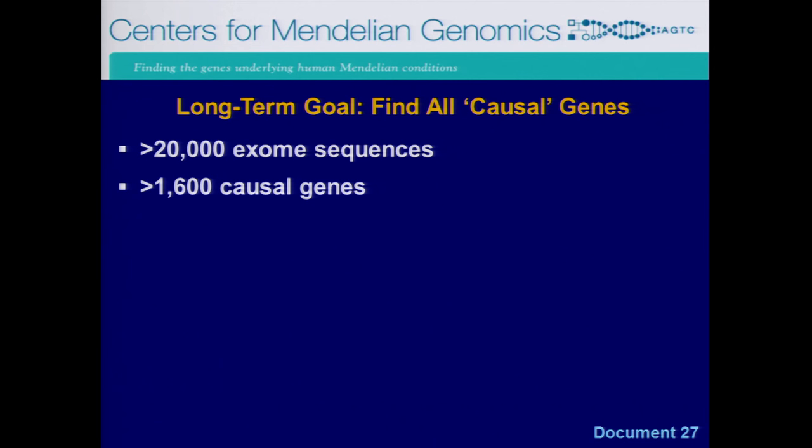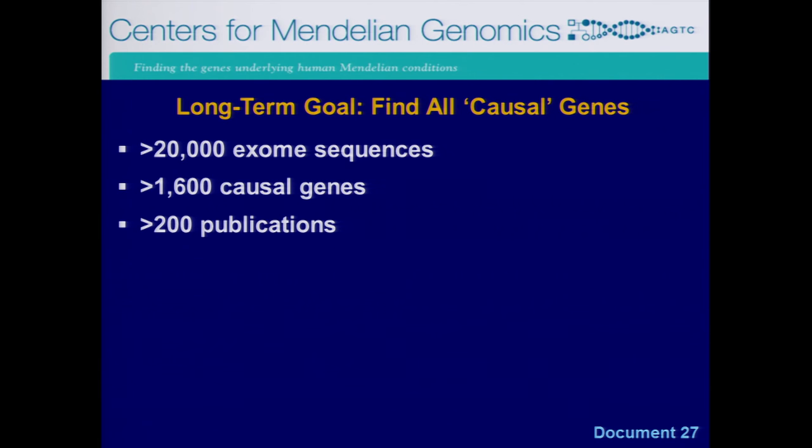In the process of making these discoveries, the centers gained a more comprehensive understanding of what it will take to find all the causal genes for all Mendelian conditions, making major innovations in areas such as sample accrual, collaboration establishment, study design, genome sequencing, and data analysis.